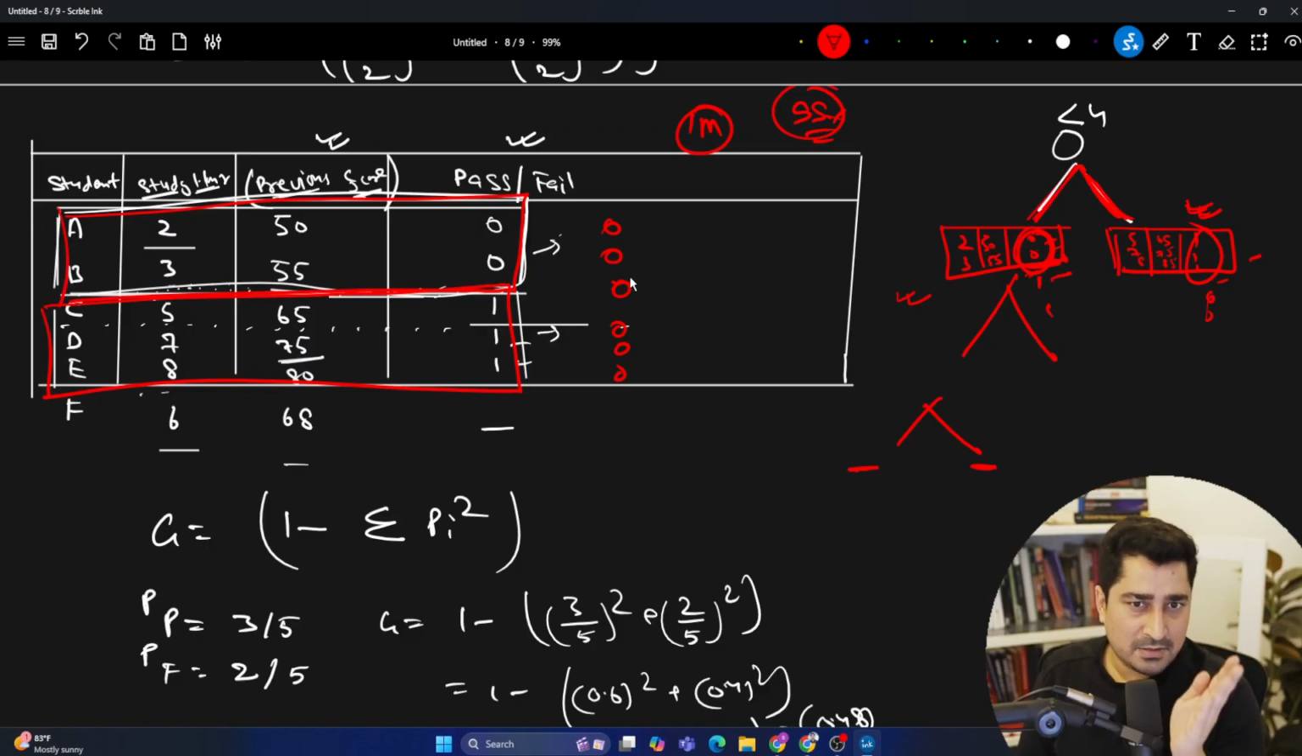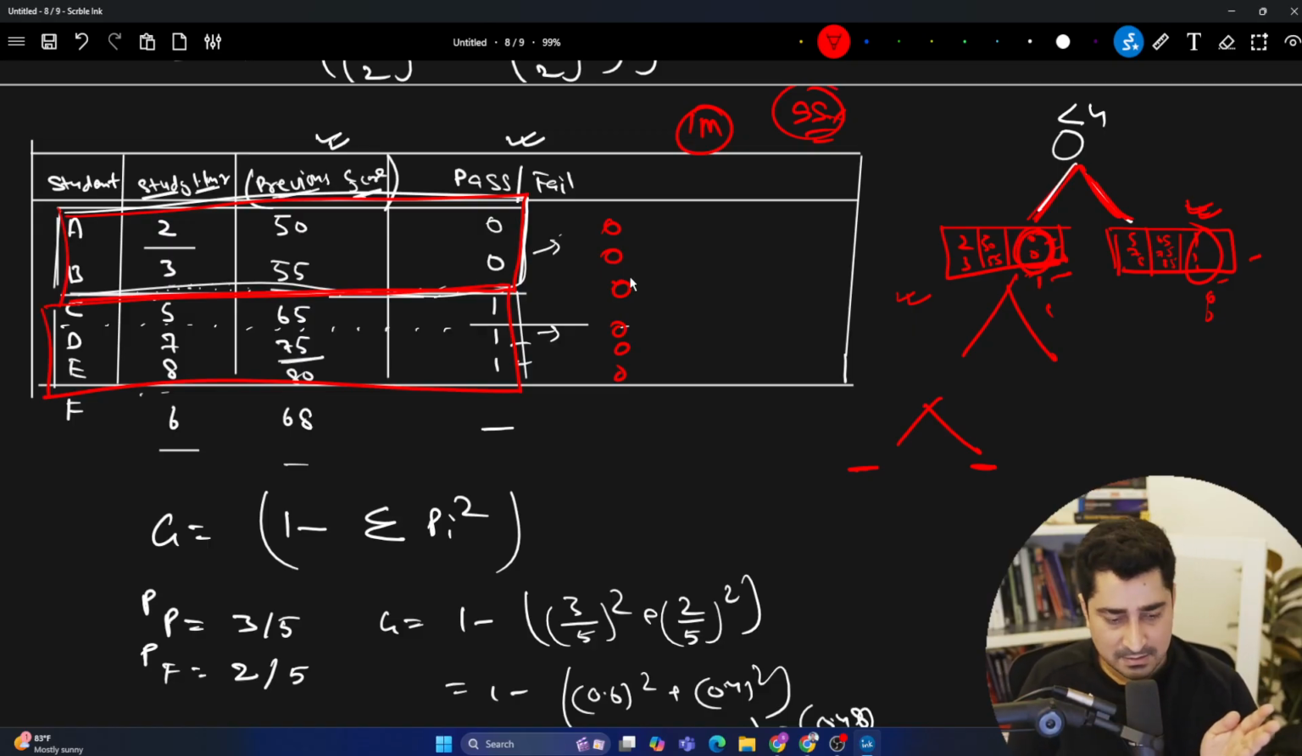How we are talking about this decision tree, how we are calculating this entire thing? Yes? Yeah.